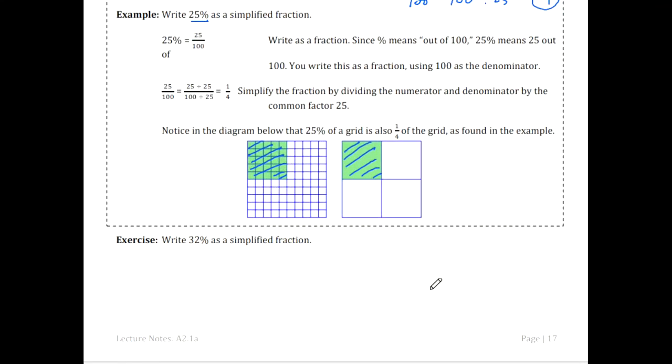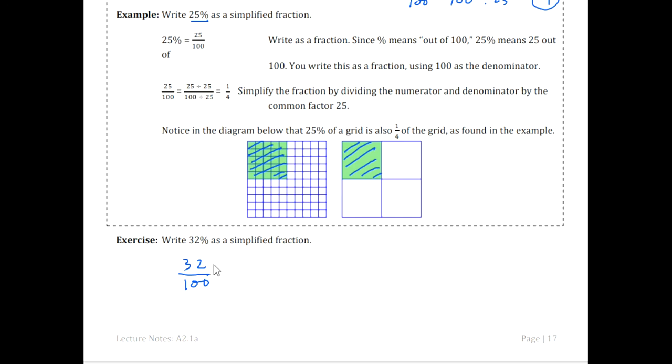So let's write 32% as a simplified fraction. So 32%, that's 32 per 100, so that's 32 divided by 100, and then we think about common factors in the numerator and the denominator. What's common to both here?